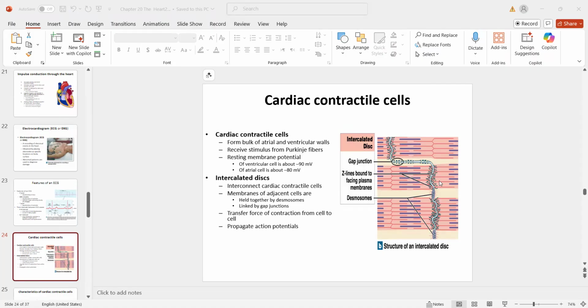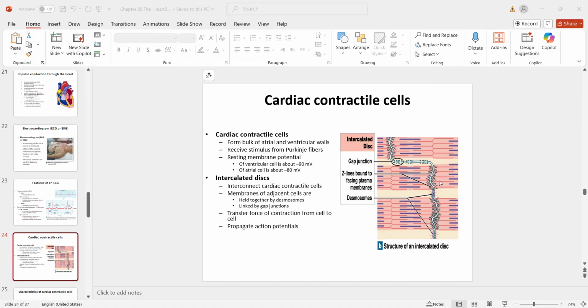The resting membrane potential of a ventricular contractile cell is approximately minus 90 millivolts, comparable to that of a resting skeletal muscle fiber, which is minus 85 millivolts. The resting membrane potential of an atrial contractile cell is about minus 80 millivolts.